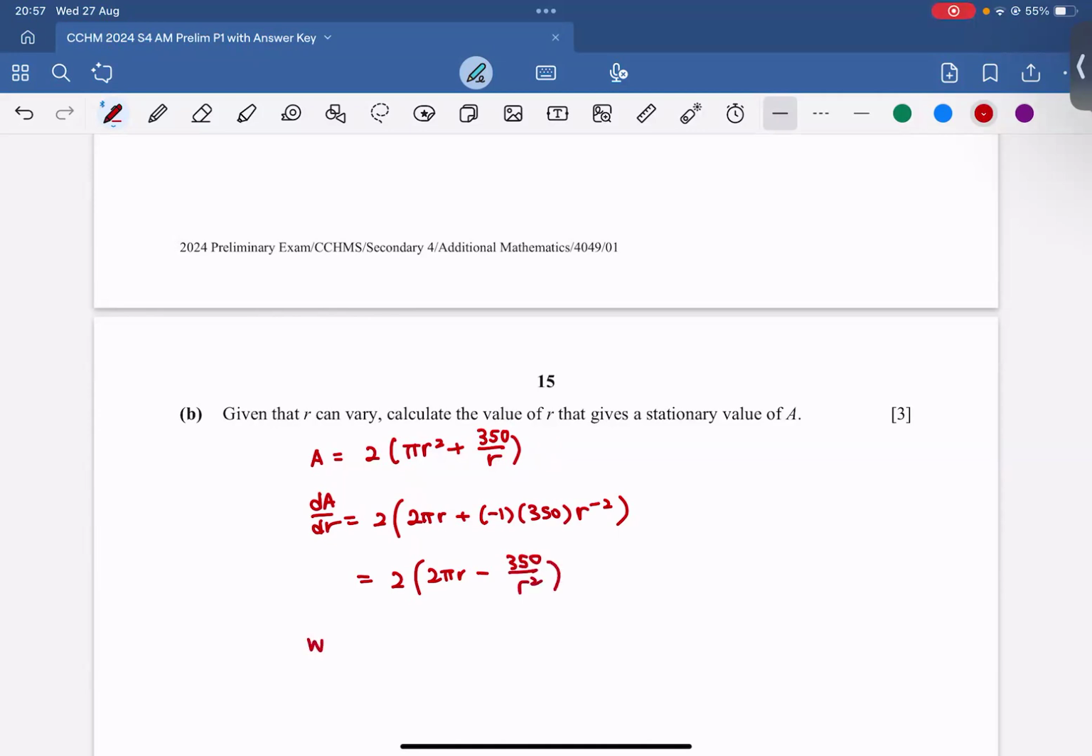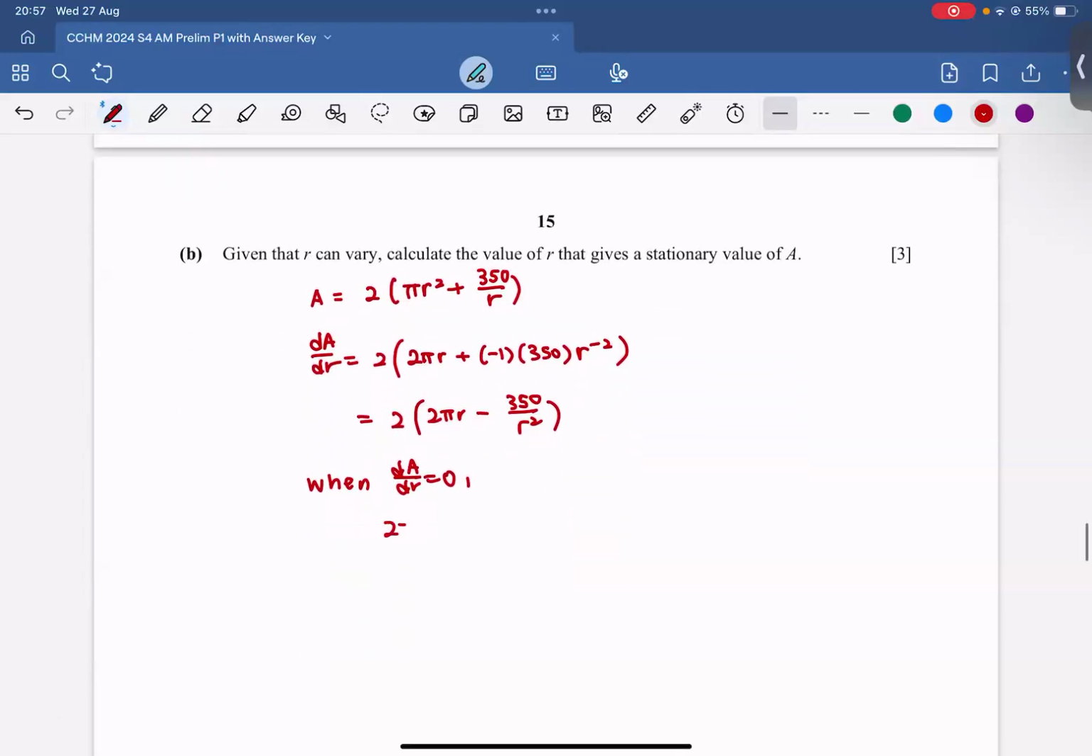They say stationary value of A, which means when dA/dr equals 0. Then we will have 2 pi r minus 350 over r squared equals 0. 2 pi r, bring over to the other side. Cross multiply.